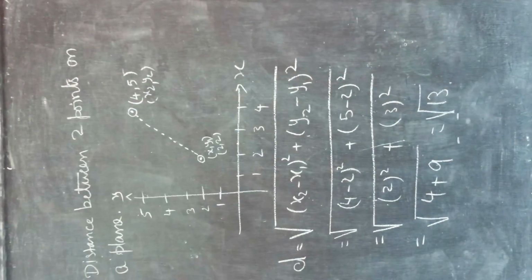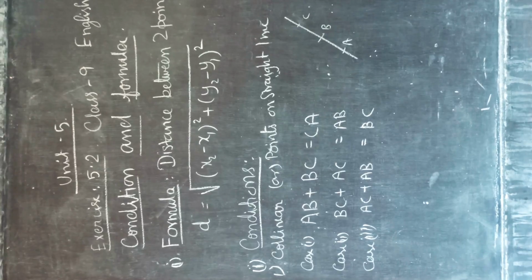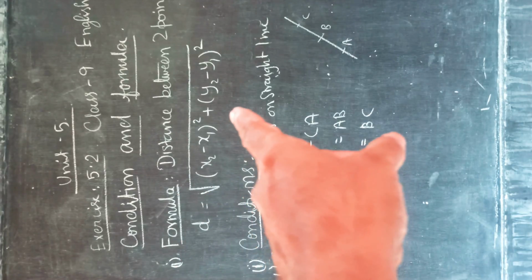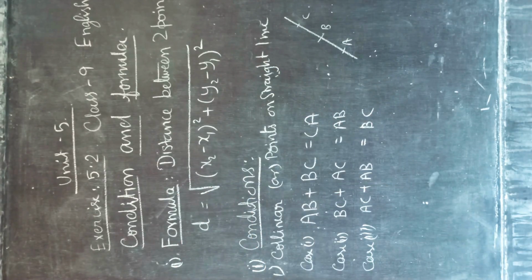So we have problems regarding these kinds of distance. So we'll follow this. This is the introduction part. So we have some formula to see in this. Now we see the formula for distance between 2 points, that is d is equal to square root of x2 minus x1 the whole square plus y2 minus y1 the whole square.